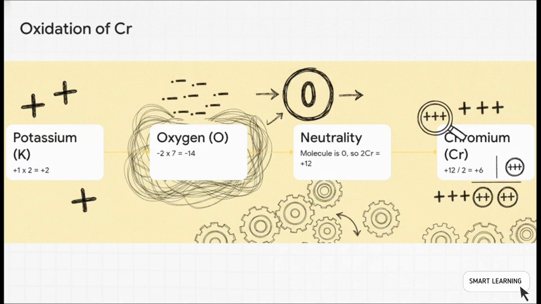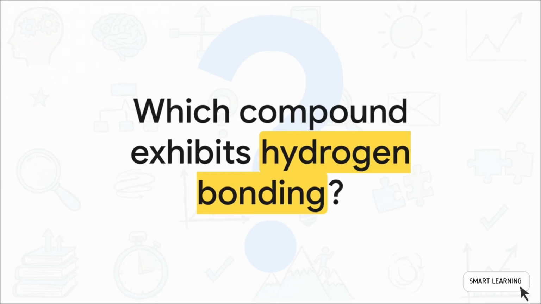Let's analyze the options. A, B, and D are common results if you forget to multiply or divide by the subscripts. Therefore, the correct answer is definitely option C, +6. For your study session later, try finding the oxidation number of sulfur in H2SO4 using this exact same methodical process. Now for a conceptual chemistry hurdle. Which compound exhibits hydrogen bonding? A, CH4, B, NH3, C, CO2, D, CCl4. I'll give you a second.